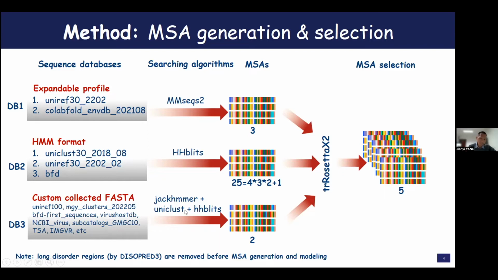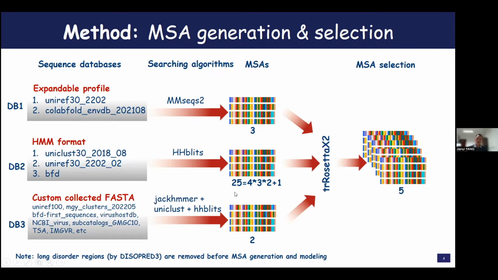Because this is a single sequence database, we just use Jackhmmer to search through it to find homologs in the first step. And then, because HHblits is very good at searching UniClust 2018, we try to build something like an HHblits-based HMM format profile. So we use the UniClust program to create a sequence profile database in HMM format. Then we can use HHblits to search this and generate MSAs for the third database.